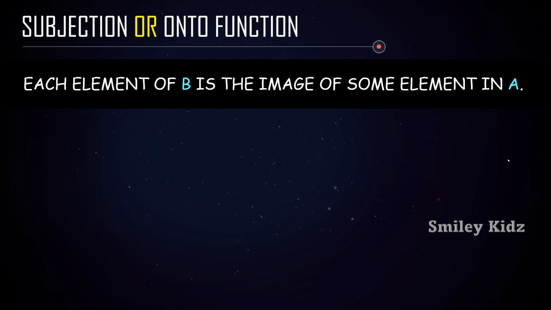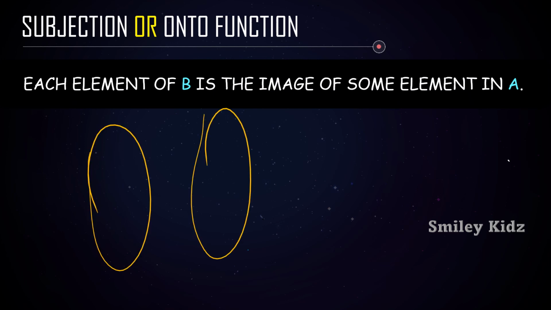Moving forward, we have the surjective function or an onto function. Here it means each element of B is the image of some element in A. Now here I have set A and B, 1, 2, 3, 4, A, B, C, D. In a layman's definition, it means that every element in B should be busy with some element in A. That means every element in B should be mapped with some element in A. That is what it means.